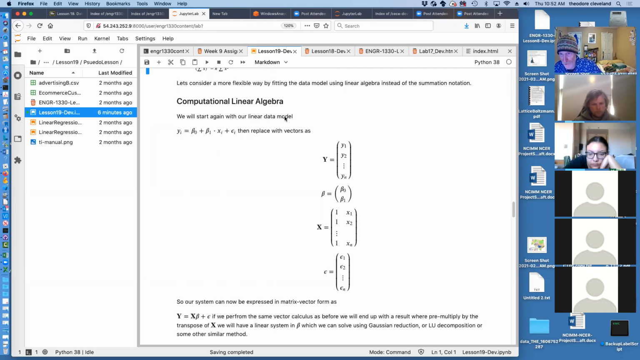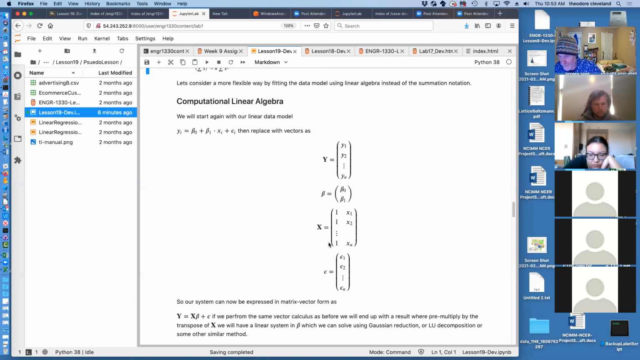So we can start again with our linear data model, and we have y equals beta 0 plus beta 1 x plus the error term. We'll rewrite it in terms of vectors. So our y vector, shown here as cap Y, y1, y2, and so on up to y sub n. If there's 6 things, then this is a vector that's 6 units tall. We have our parameter vector, the things that we're looking for, beta 0 and beta 1. There's just 2 of those.